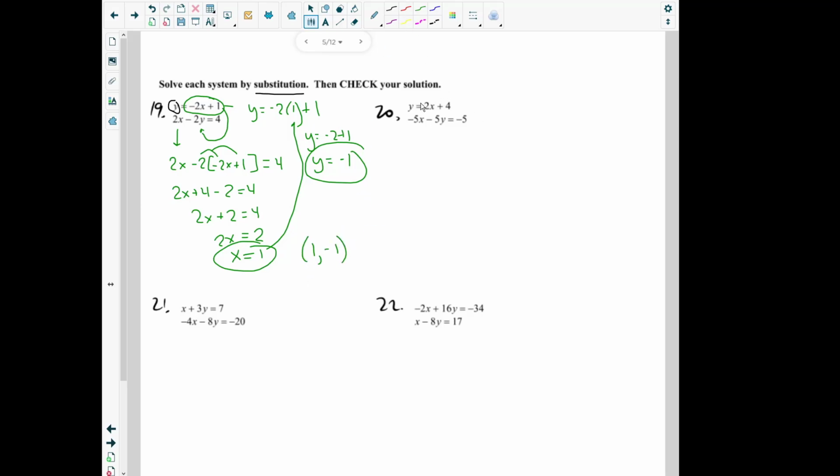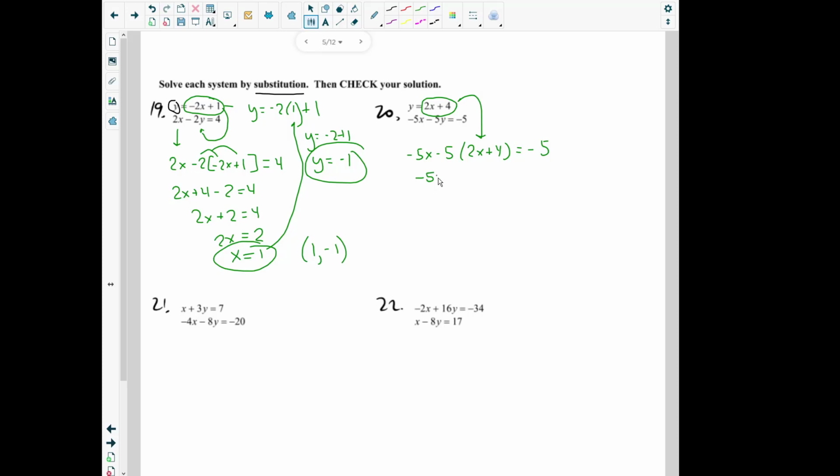Okay, 20. Again, y is already isolated. It's very easy, so it's really the same exact thing we just did. We're going to just plug it in, just a slightly different equation. So I'm going to go quickly here. Wherever there's a y in the second equation, I'm going to put a big parentheses. I used a parentheses instead of a bracket this time. And I'm going to plug the y value in from the first equation into here.